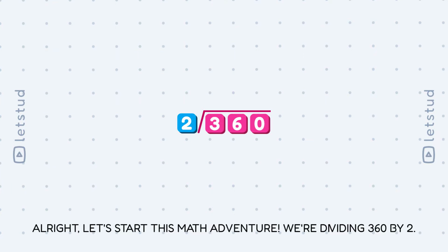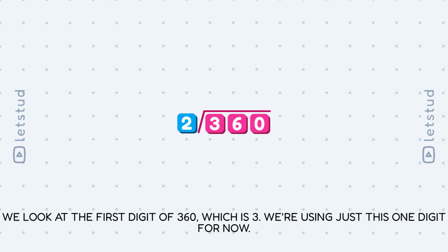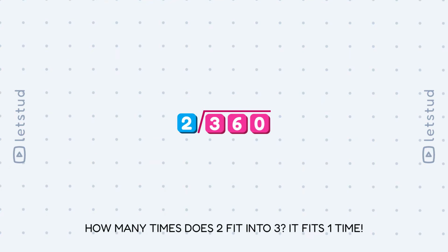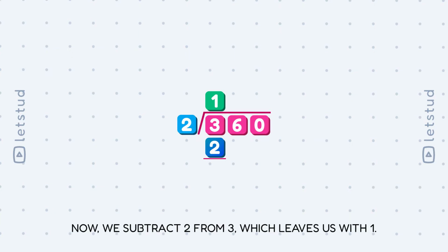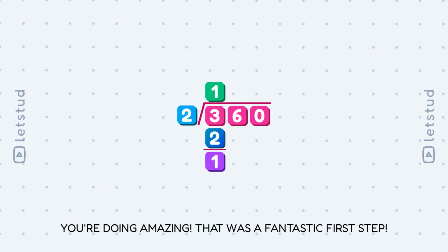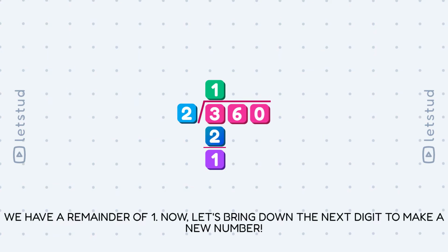Alright, let's start this math adventure. We're dividing 360 by 2. We look at the first digit of 360, which is 3. We're using just this one digit for now. How many times does 2 fit into 3? It fits 1 time. Let's check. 1 times 2 is 2. Now we subtract 2 from 3, which leaves us with 1. You're doing amazing. That was a fantastic first step. We have a remainder of 1.